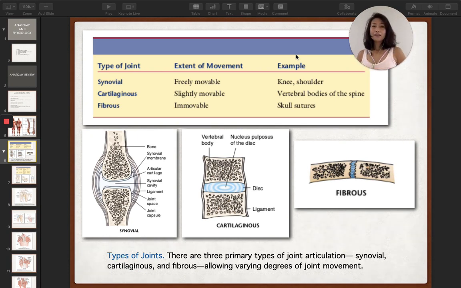Okay, and then we go to the last type of joints, which is called the fibrous. Fibrous is not movable at all, right? Just like the one that fuses together the skull here. So our skull here is actually flat bones that connect together like pieces of a jigsaw. It will be here the frontal part, the central part, and the back part.